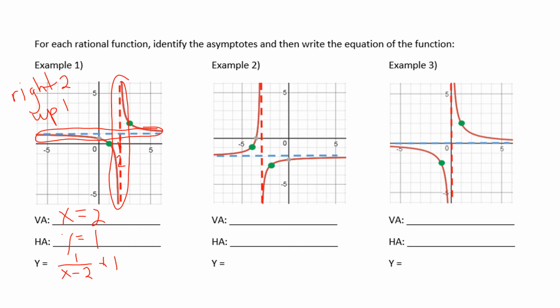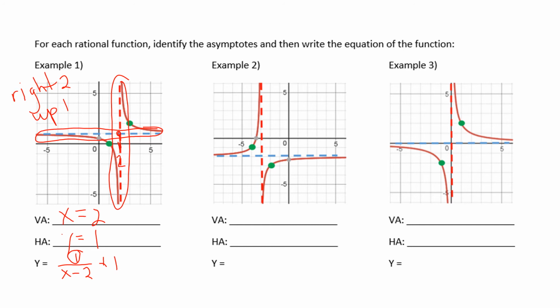Now I didn't have to worry about changing that 1 on the top, because if you notice the points in green, from the center of this graph, you go over 1, up 1, and you hit that green point. So it has not been stretched out in any way. Let's try example number 2.